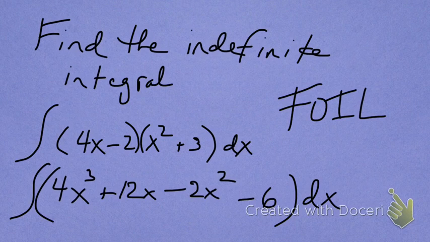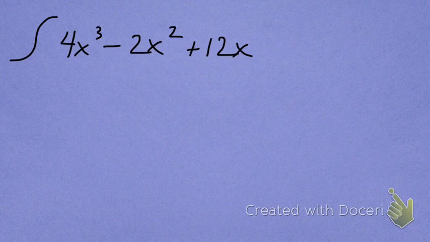Let's put this in order. It is a compulsive behavior. So that is the antiderivative of 4x cubed minus 2x squared plus 12x, take away 6.